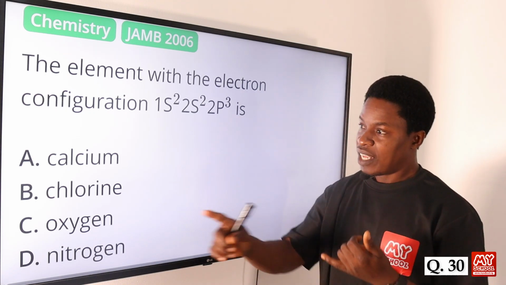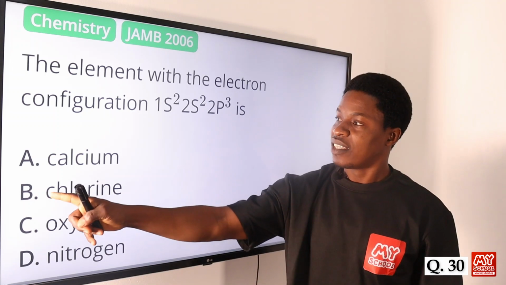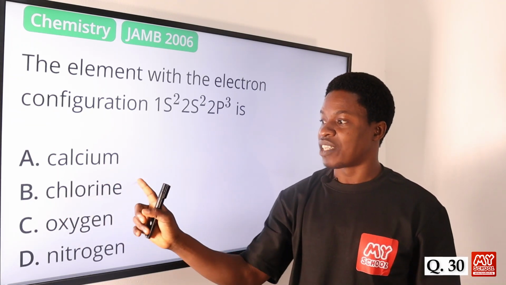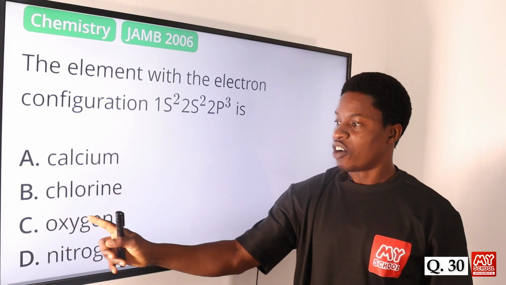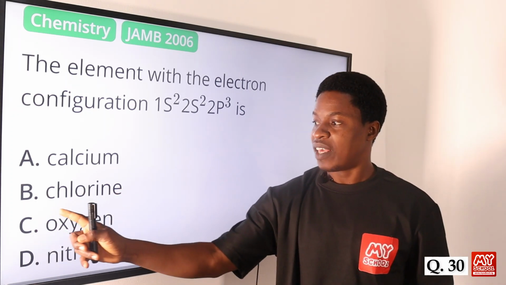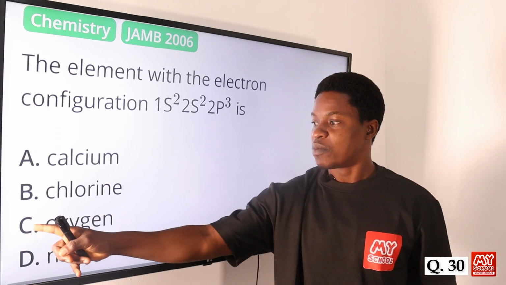So let's see, option A says calcium. Calcium has atomic number of 20. Okay, so it is not that. Chlorine has atomic number of 17 in the periodic table, so that is not it. Oxygen has atomic number of 8. Yeah, so that is not, of course, in group 6. Yes, 8. So which means it is not it.